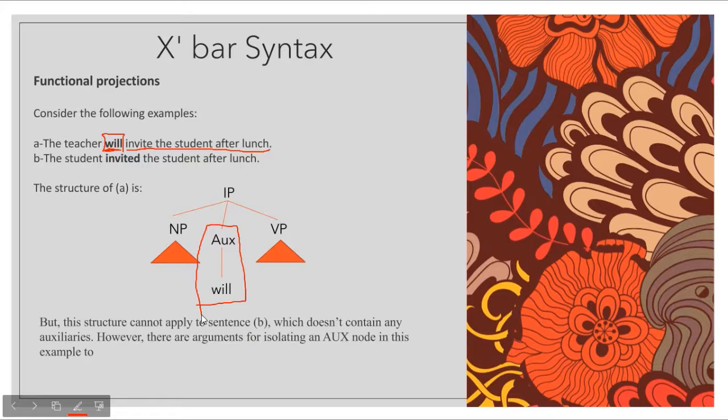But this structure cannot apply to sentence B, which does not contain any auxiliaries. However, there are arguments for isolating an aux node in this example too. So here, as we can see, there is no auxiliary.